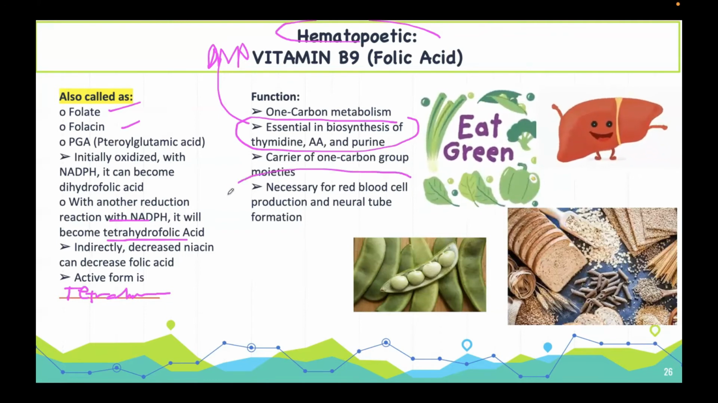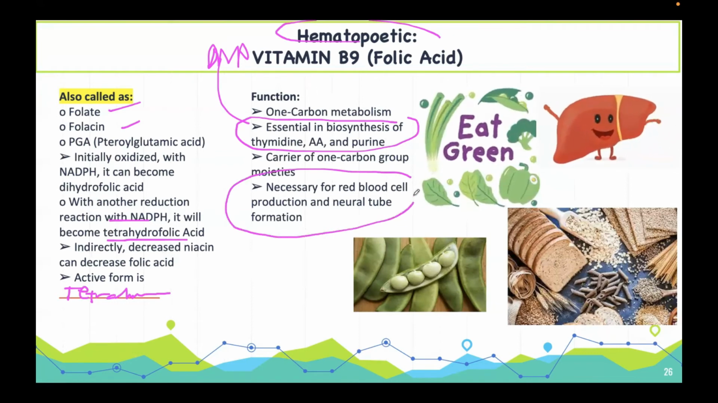So, pakitandaan po na importante si ating vitamin B9 or your folic acid in the red blood cell production and neural tube formation because it will be discussed later on kung ano yung mga clinical features na ma-experience ng pasyente or yung mga manifestations once na meron po silang deficiency with vitamin B9.